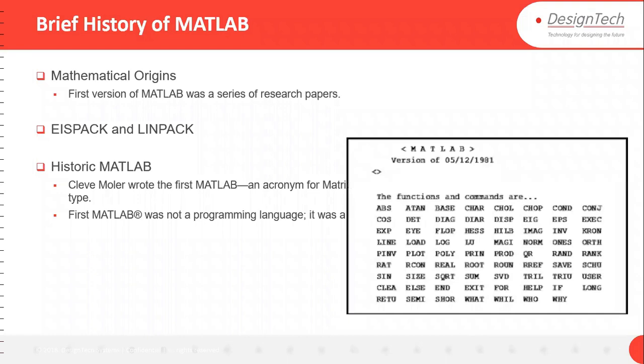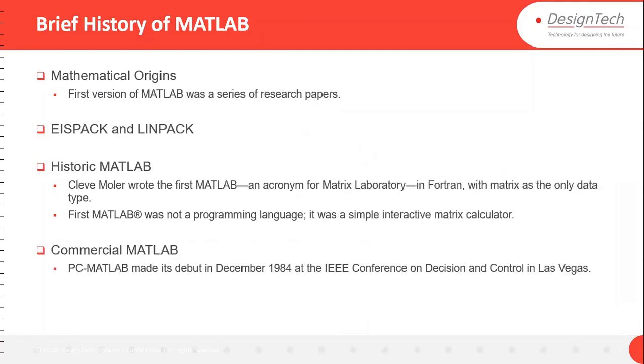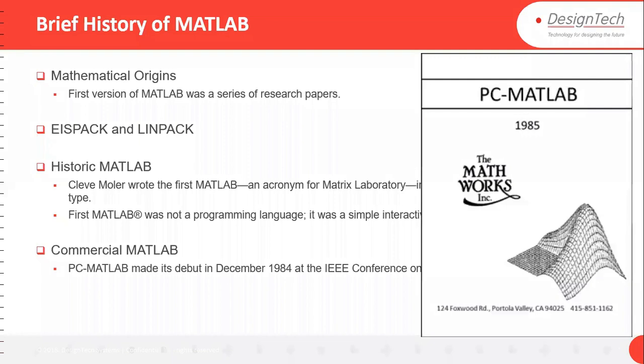As I showed, this is a MATLAB version from maybe 1981, where the functions and commands were like this only. After that, commercial PC MATLAB was made, an IEEE version in 1984, in the month of December. This was the first IEEE conference in Las Vegas. This is the first 1985 MATLAB logo, and this is the first PC version of MATLAB, commercially used on the PC.